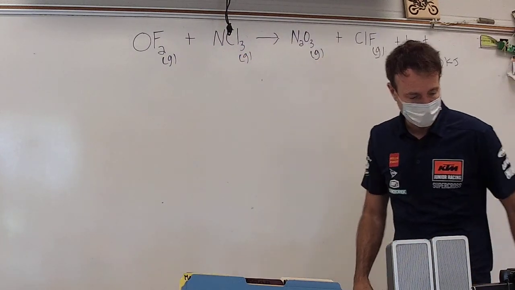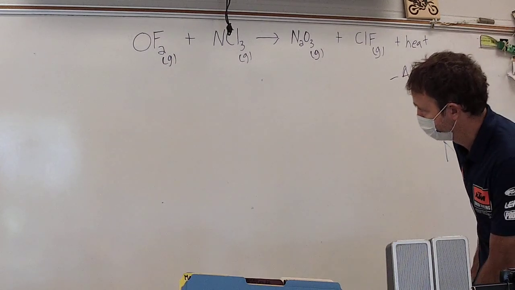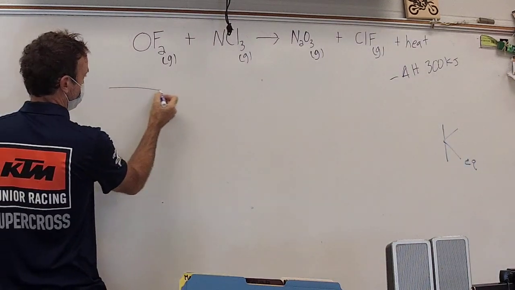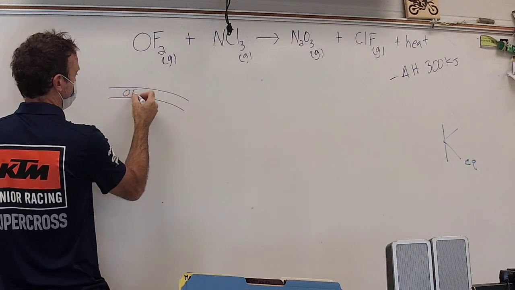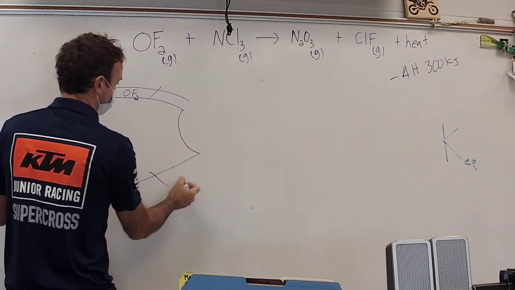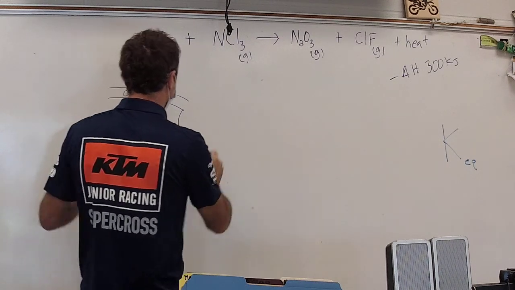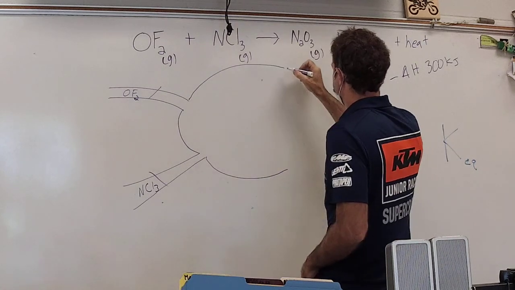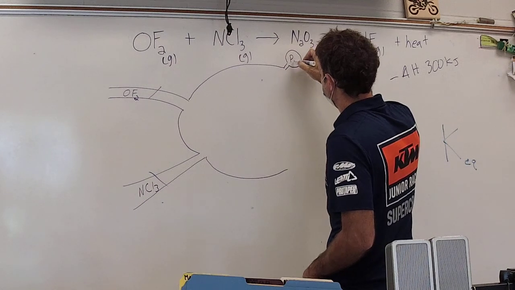Now we're going to build a machine here with some inputs. All right, here's the input. This input right here is going to let in some oxygen difluoride, and then this valve right here is going to let in some nitrogen trichloride. And then here is our machine. And then on top of the machine, we're going to have it hooked up to a compressor that can change the pressure.